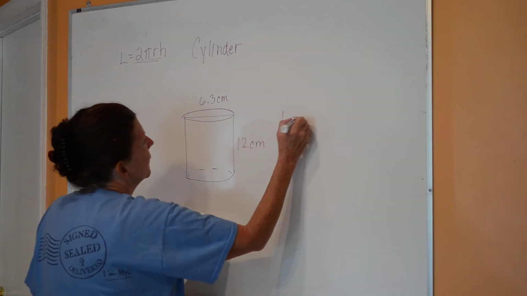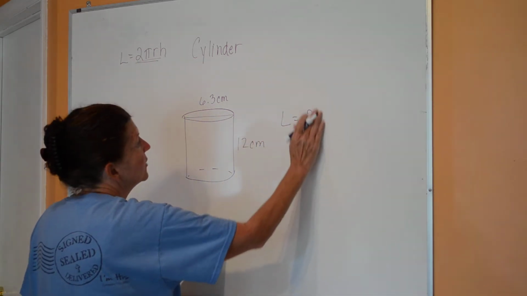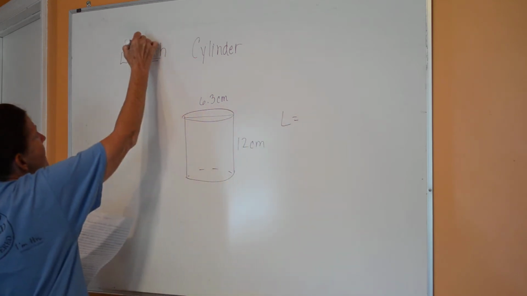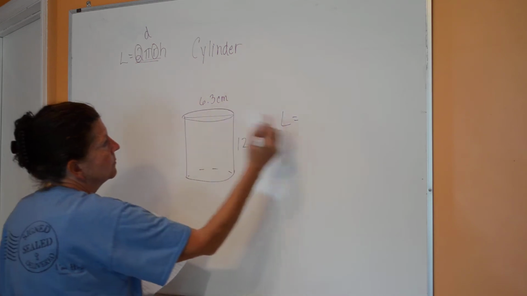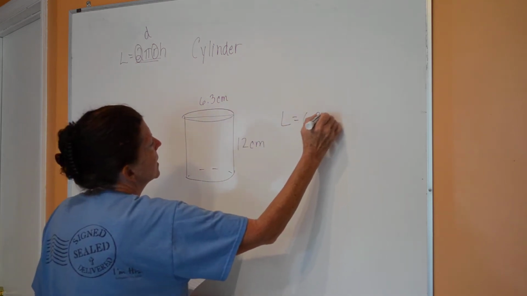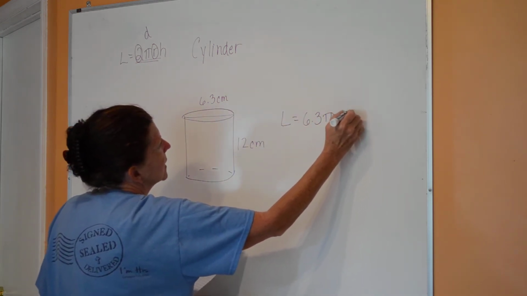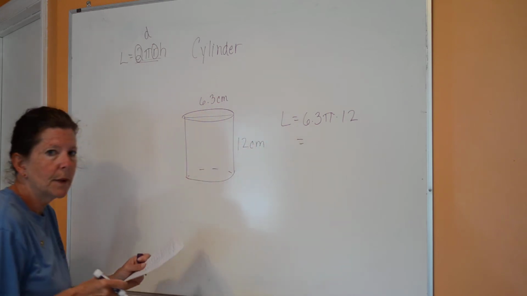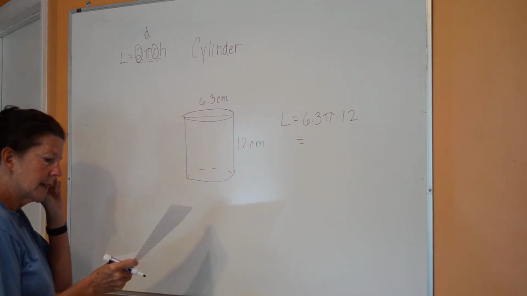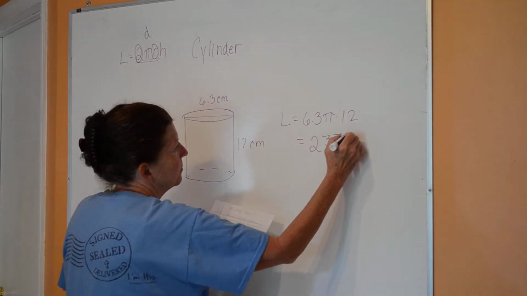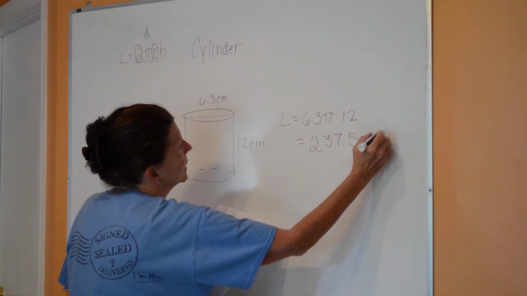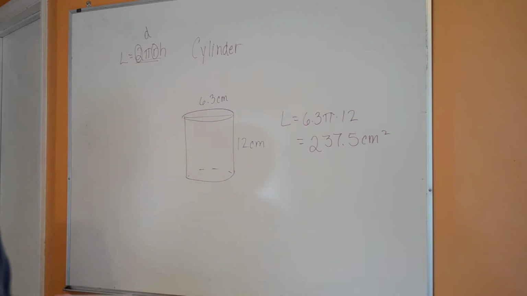All right, lateral area is 2 pi r h, and actually what I could do is see this, 2 times r, is equal to the diameter. So we'll just do 6.3 times pi times 12, and that's going to give me my lateral surface area. You should have had an answer of 237.5 centimeters squared. And that should be your answer to that.